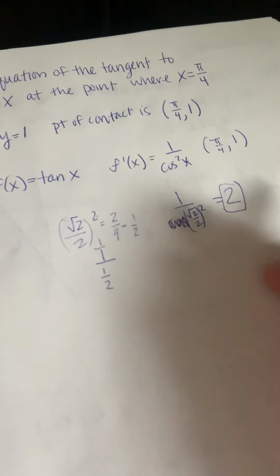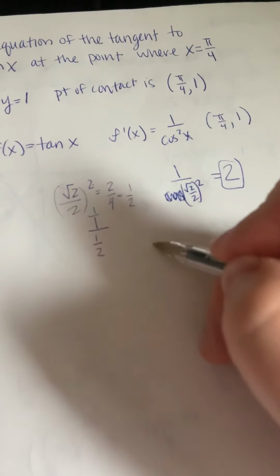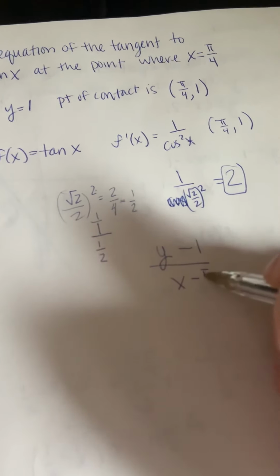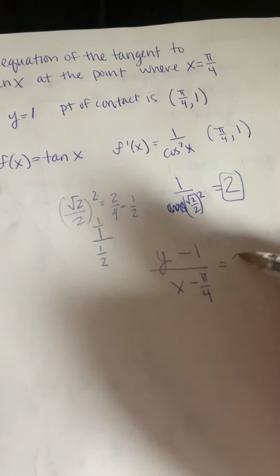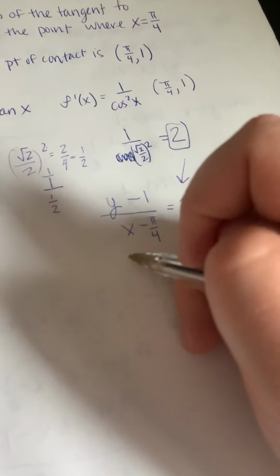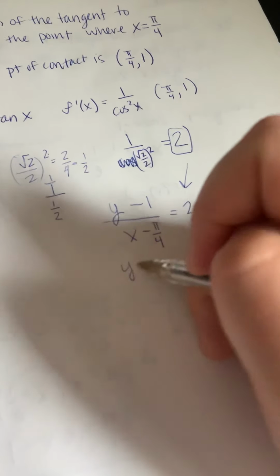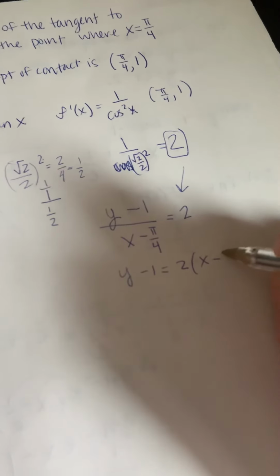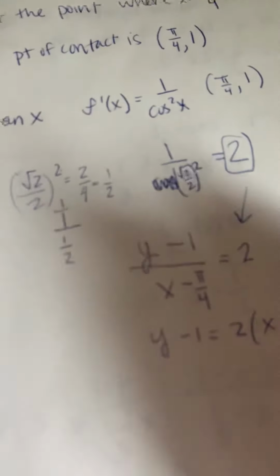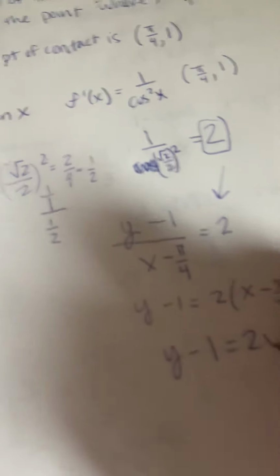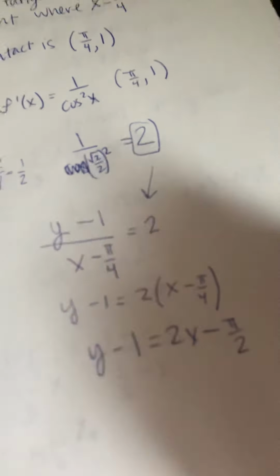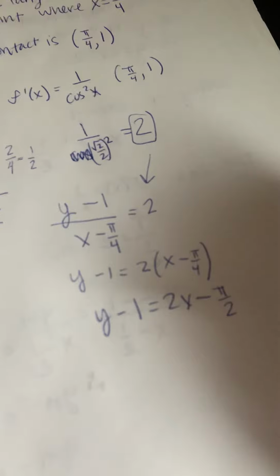So now to find the equation of the tangent, we're going to say y minus 1 over x minus pi over 4, and that's going to equal 2 because we already knew that. And we're going to go through and solve for y. So I'm going to again multiply by the denominator. y minus 1 equals 2 times x minus pi over 4. I can go through and simplify this. I'm going to have y minus 1 equals 2x minus, now 2 pi over 4 is the same thing as pi over 2.